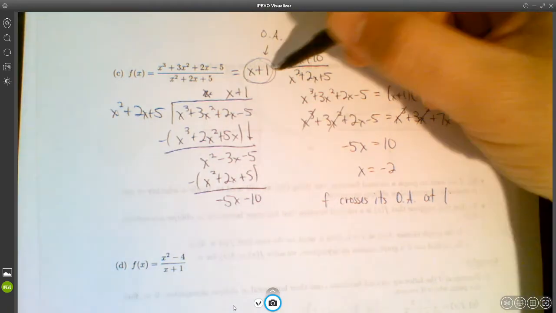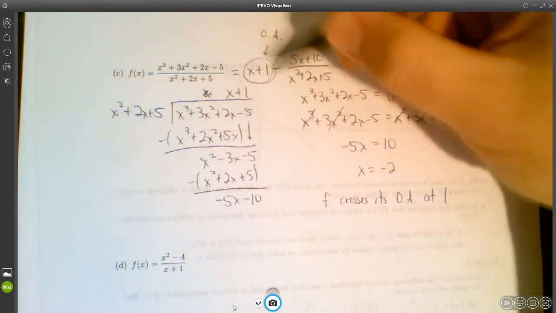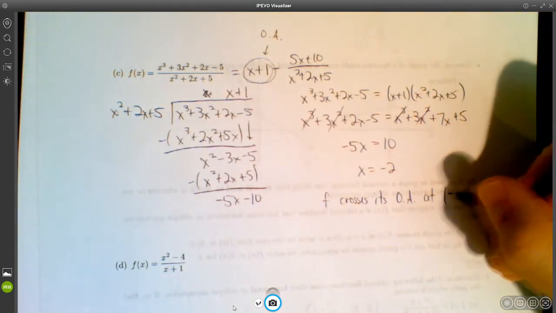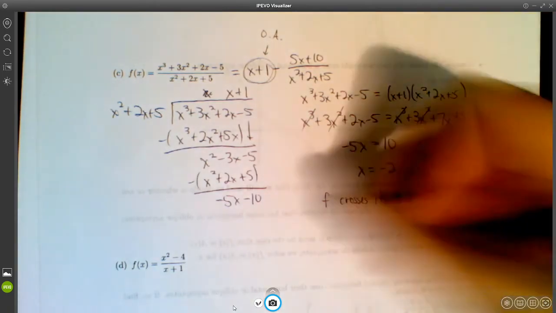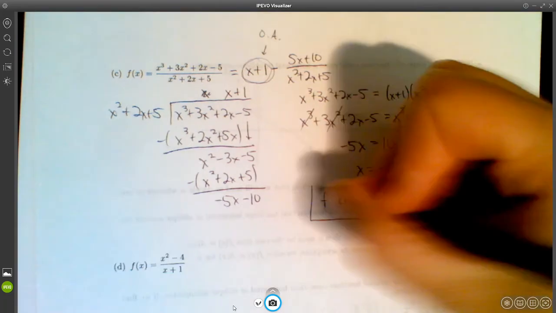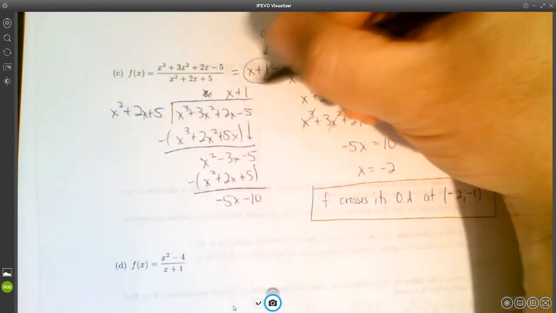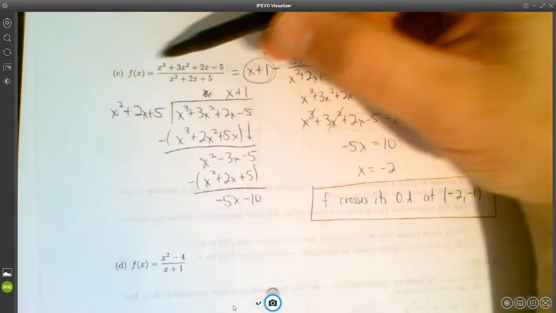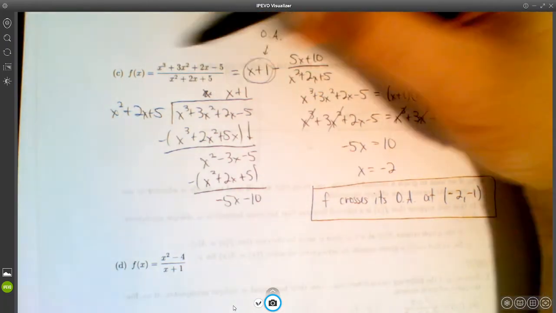Ooh, well, I wonder. If we plug in negative 2 here, negative 2 plus 1 is negative 1, so it crosses at negative 2, negative 1, right? I plugged in negative 2 to the oblique asymptote. I guess, actually, the function values are the same, so you could have plugged it in here as well. You should still get negative 1.